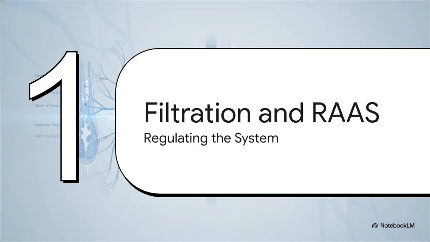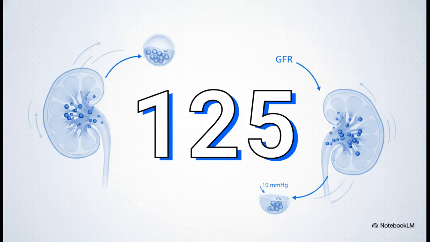All right, for our 5th and final section, we are going to zoom back out and connect all this micro-level filtration back to your full-body homeostasis. Section 5, glomerular filtration and RAAS. 125. If you're heading into the clinical world, burn that number into your brain. 125 milliliters per minute is a normal glomerular filtration rate, or GFR. That's the total volume of plasma getting squeezed out of the glomerulus and into Bowman's capsule every single minute.